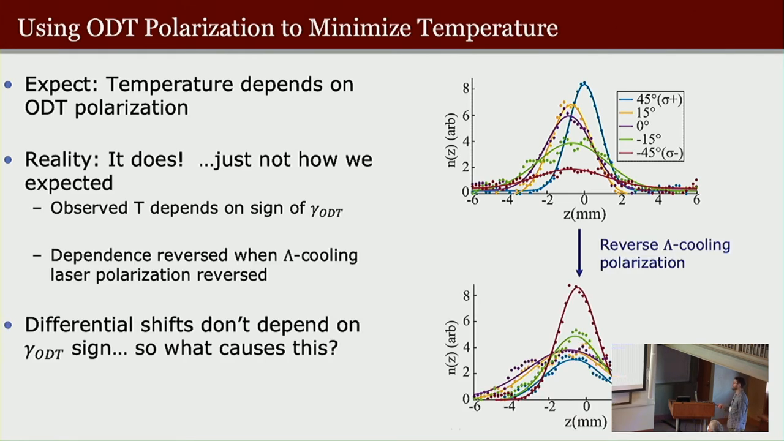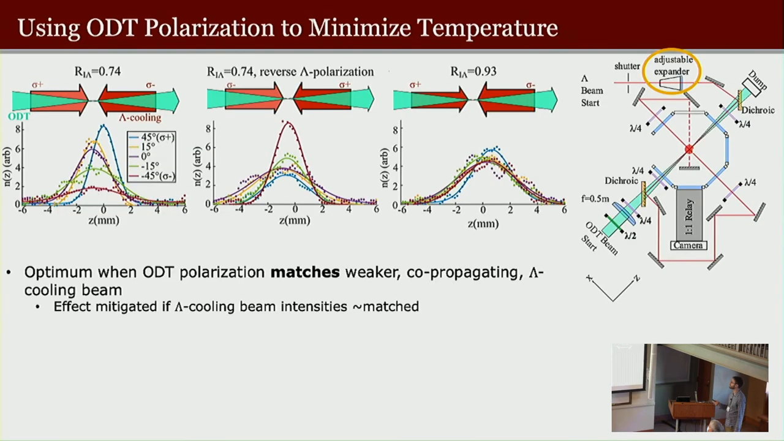Further, we saw that this dependence reversed when we reversed the sign of the polarization of the lambda cooling light. So now minus 45 degrees is good and plus 45 is bad. As I said, the differential shifts don't depend on the sign of gamma ODT. So what causes this? What appears to cause this, as far as we can tell, is an intensity imbalance between the lambda cooling light.